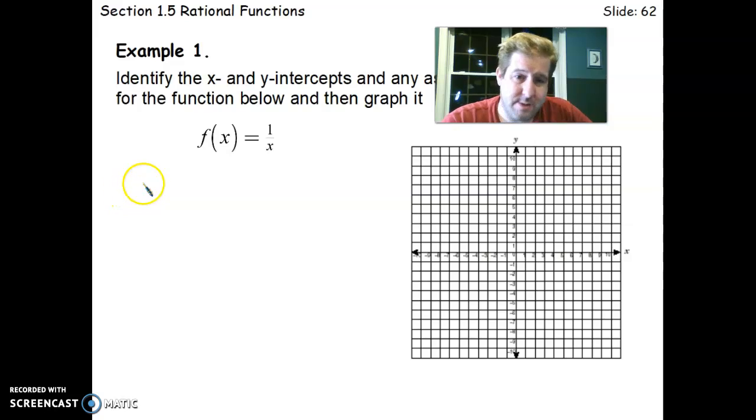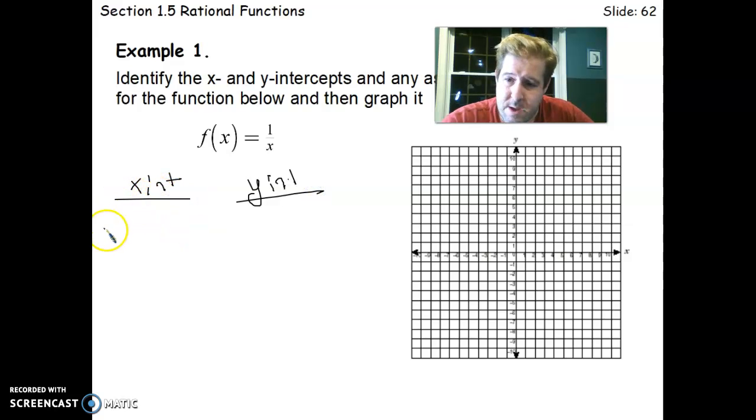So, x-intercepts and y-intercepts, we covered that in the past video. All you have to do for an x-intercept is plug 0 in for y, and to find a y-intercept, put 0 in for x and solve. So, 0 equals 1 over x, multiply both sides by x. And you've got 0 equals 1.